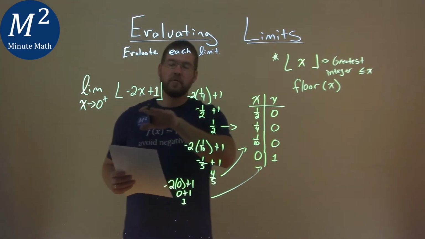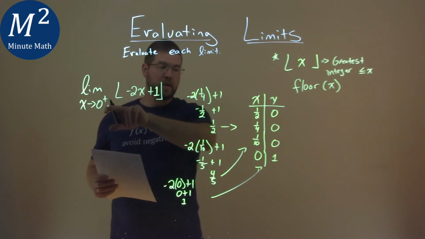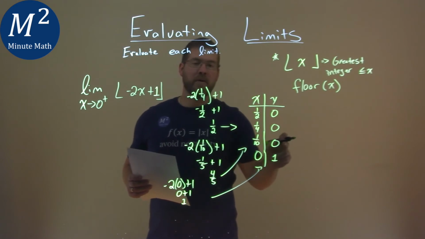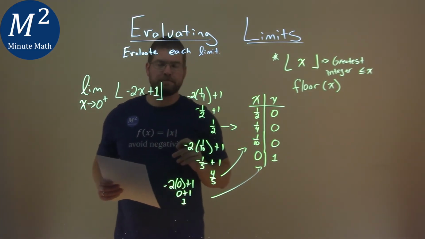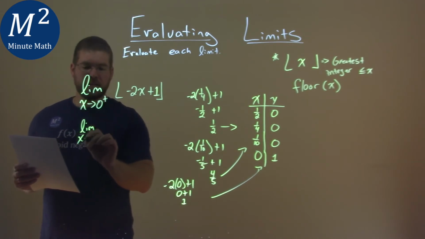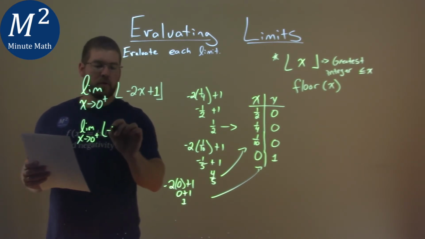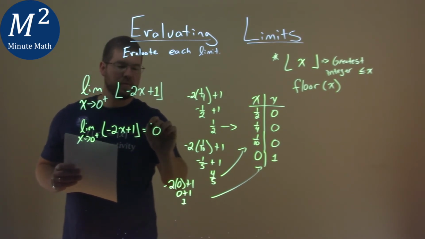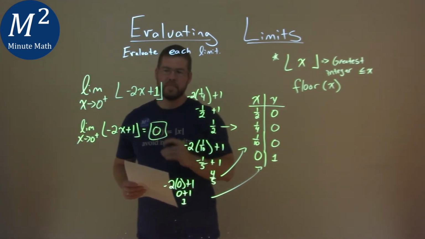So if we're approaching from the right here, right, 0 from the right, it's approaching a y value of 0 when we use the floor function. So this limit, I'll rewrite it: as x approaches 0 from the right, the floor of negative 2x plus 1 is equal to 0. That one's tricky, but it's our final answer.